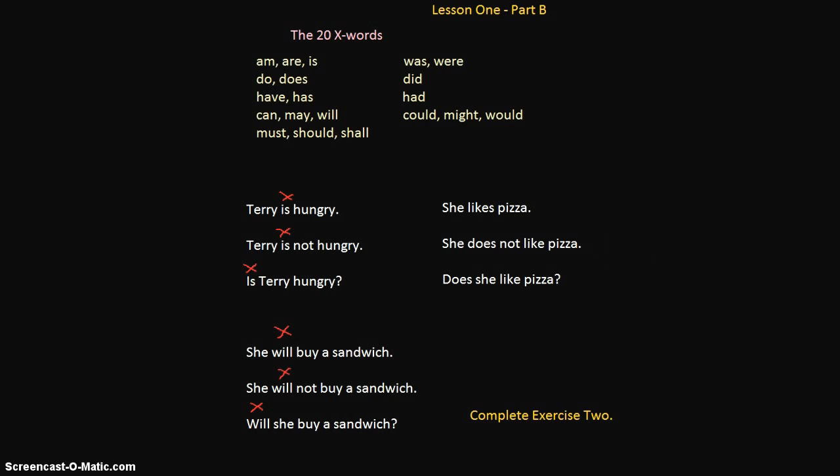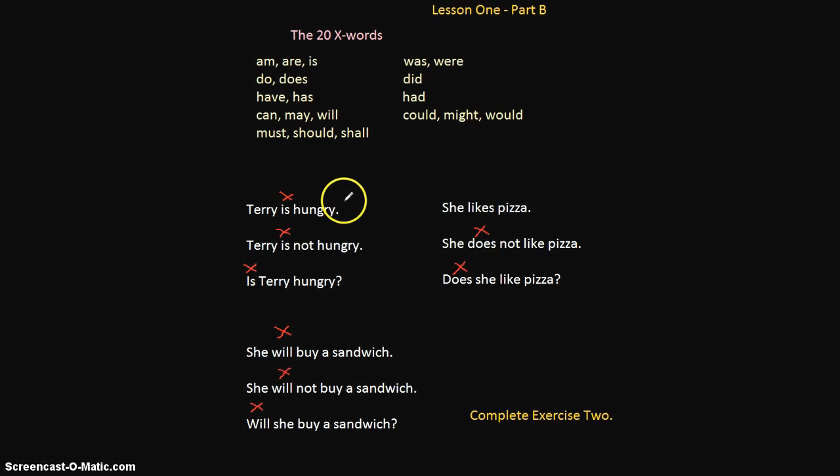Now here we have an affirmative sentence. There is no X word. I don't see it, but when I make negative, I see, oh, here it is. She does not like pizza. To make a yes or no question, we ask, does she like pizza? And so every sentence has two X word places.